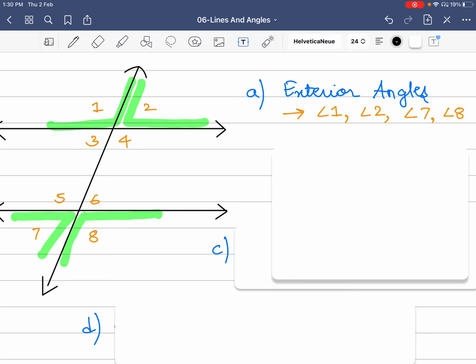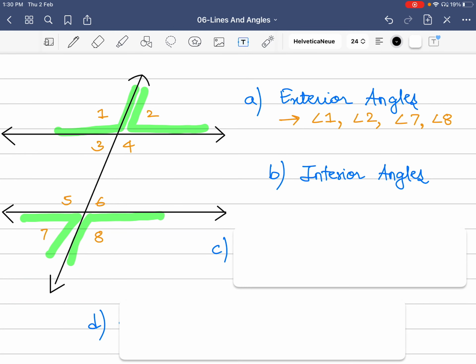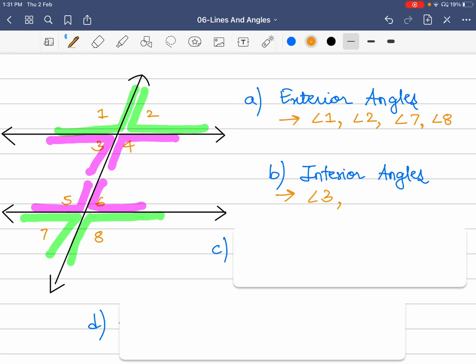Now let's go ahead and see what the next type of angle is. Yes, the next type of angle is the interior angle. Now we can guess a bit intuitively which of these would be the interior angles. So I'm going to use a different highlighter now. This is interior angle 1, this is interior angle 2, this is interior angle 3, and this is interior angle 4. Once again, there are 4 interior angles. And what are those? Let's name them. Angle 3, angle 4, angle 5, and angle 6. So we have 4 exterior angles and 4 interior angles.